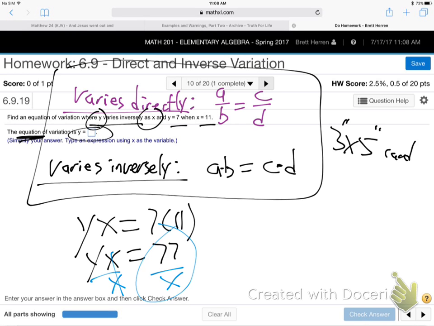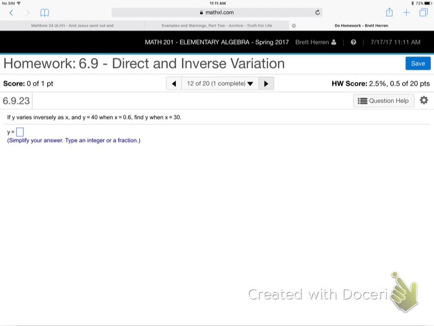Good on that one. So if they say varies directly, two equal fractions. Varies inversely, two side by side, multiplied, what you call products. All right, I'll move on if you're okay. So, there it is.